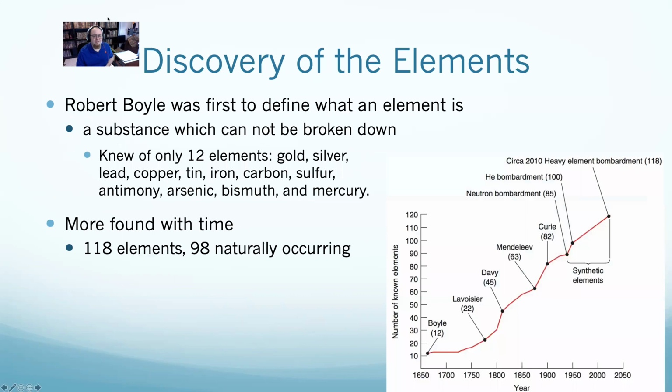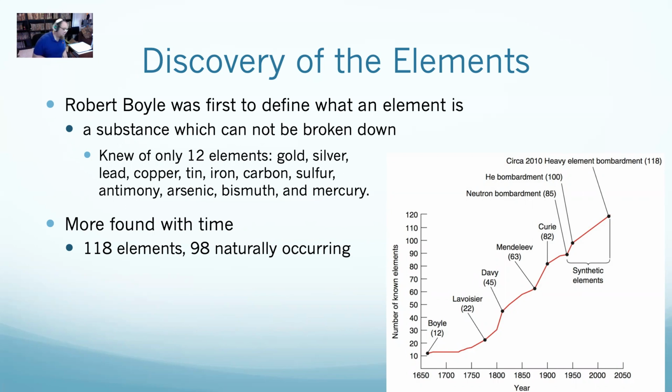Now, the discovery of the elements, there's of course a story for. Robert Boyle was the first to define what an element is, which was a substance that cannot be broken down, and he said there were 12 elements: gold, silver, lead, copper, tin, iron, carbon, sulfur, antimony, arsenic, bismuth, and mercury. It's kind of interesting they didn't even know oxygen existed yet.